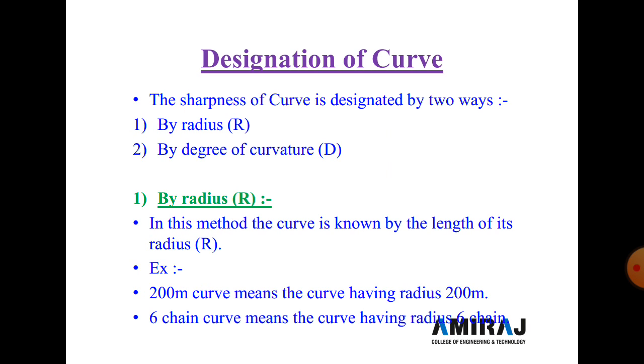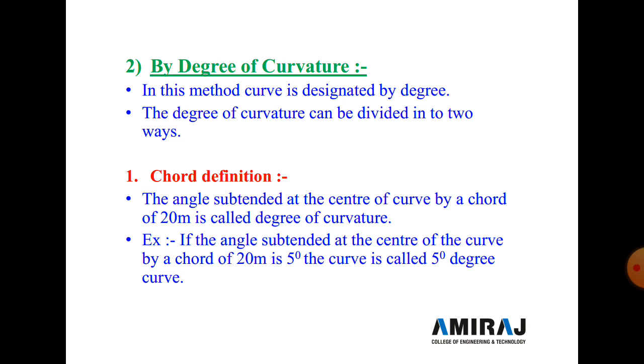Now, designation of curvature. The sharpness of the curvature is designated in two ways: by radius R and by degree of curvature D. First, by radius R: in this method the curve is known by the length of its radius. Like a 200-meter curve means the radius is 200 meter, and a 6 chain curve means a curve having a 6 chain radius.